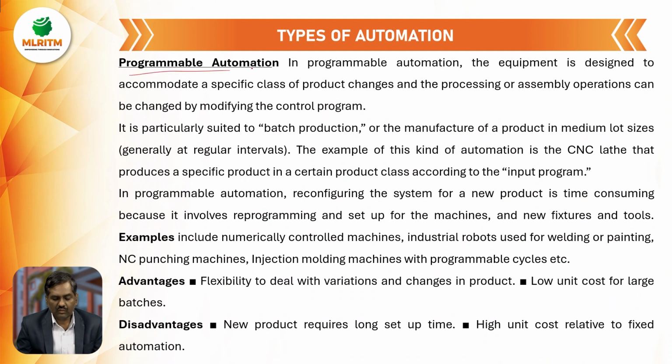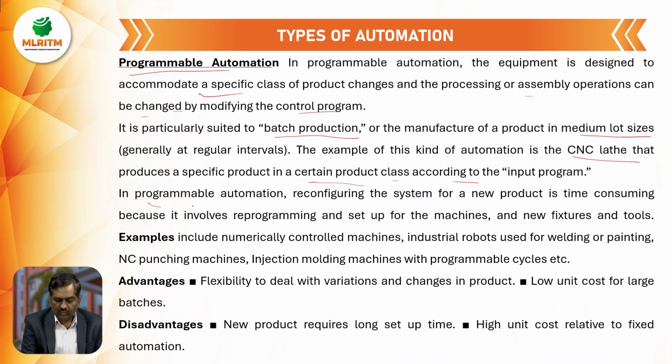And next we come to programmable automation. In programmable automation, the equipment is designed to accommodate a specific class of product, based on batch production. The processing or assembly operations can be changed by modifying the control program. It is particularly suited for batch production, or the manufacture of a product in medium lot sizes. An example of this type of automation is a CNC lathe, which produces a specific product in a certain product class according to the input program.